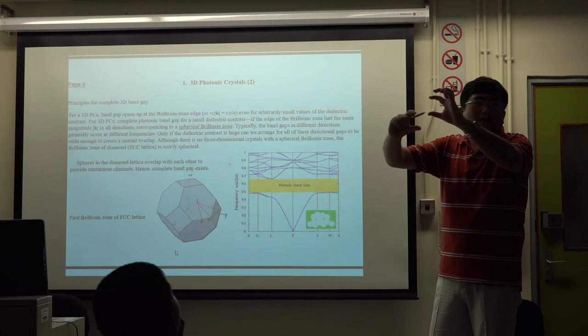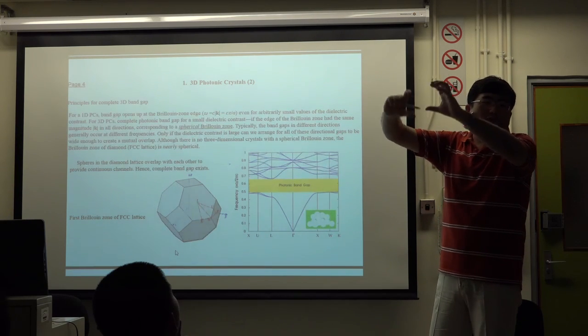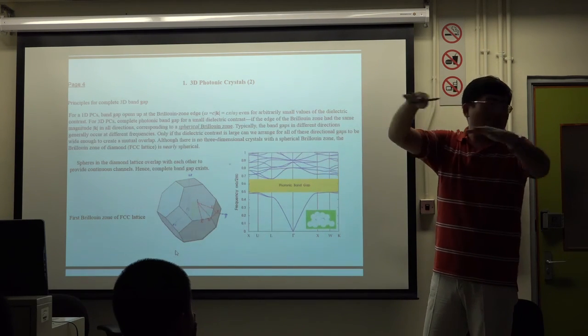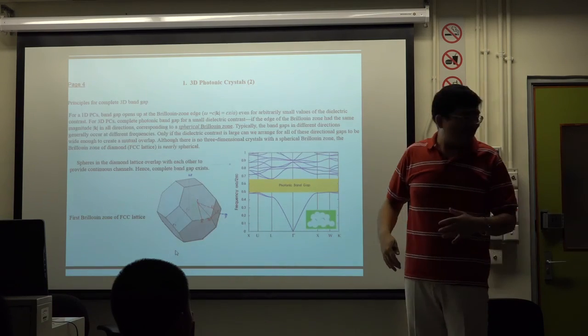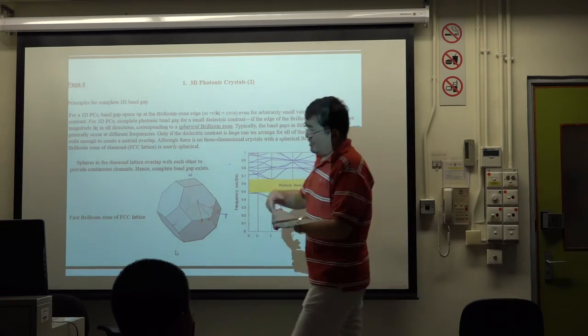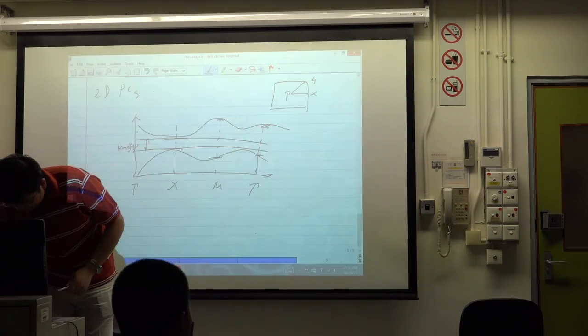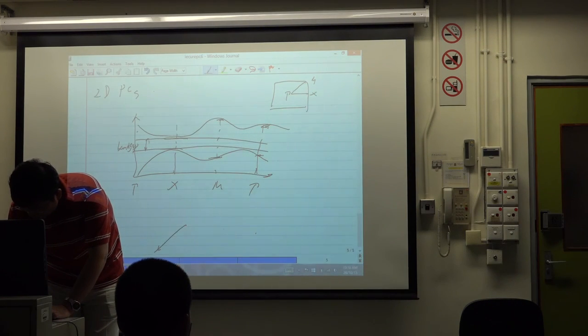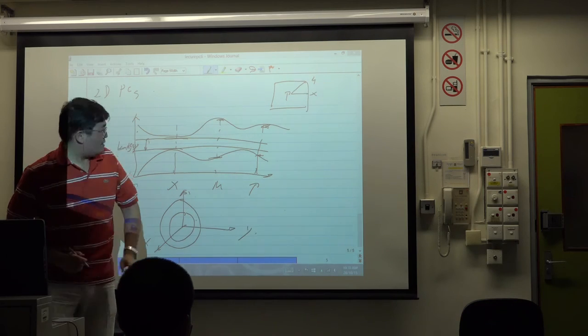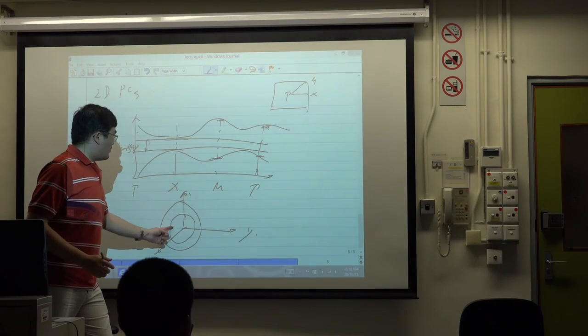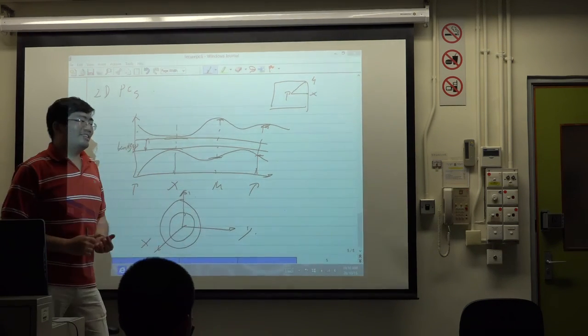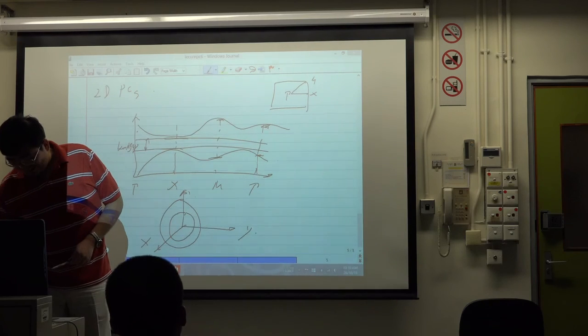Because different directions give different eigenfrequencies, they are shifted. If the eigenfrequencies are the same, it's very good, right? Like I draw this ideal case. It's a 3D problem: X, Y, Z. This is one ball, this is another ball, and this is the band gap, between the lower frequency and the higher frequency. It's a very good situation, but it's quite difficult.